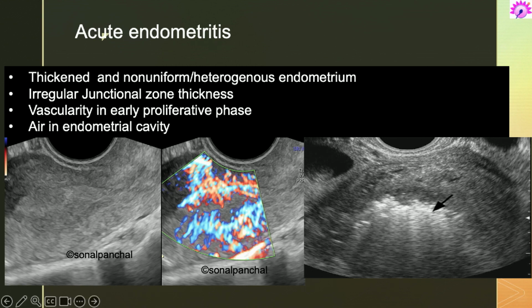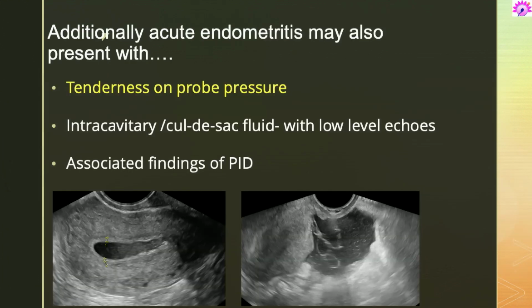So you may see sometimes air in the endometrium, and that appears as hyperechoic endometrium, hyperechogenic shadows in the endometrium. If I say that it is often associated with PID, how do we know? Do we have other signs of PID? Yes, you may have blood or pus in the endometrial cavity. You may have free fluid in the pouch of Douglas or surrounding the adnexa, which may show tissue strands, which is because of pus. And then you may also have pain on probe pressure.